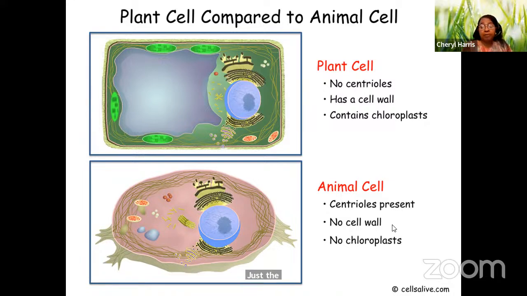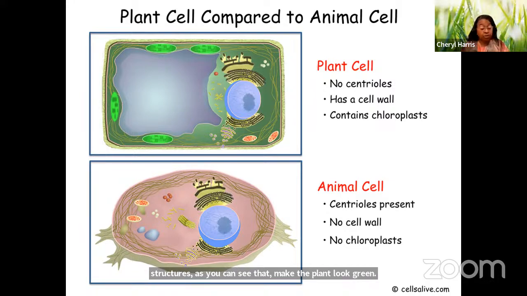Okay. There is a cell wall in a plant cell. There is no cell wall in an animal cell. There are no chloroplasts in animal cells. Chloroplasts are the structures, as you can see, that make the plant look green. So most animal cells are not green, because they don't contain chloroplasts. That's an important structure because that's where photosynthesis takes place.